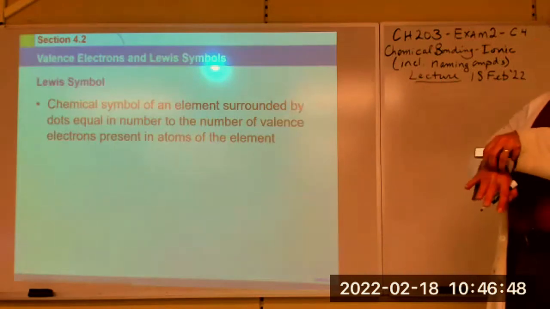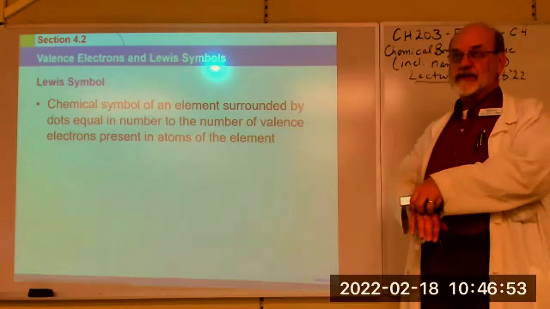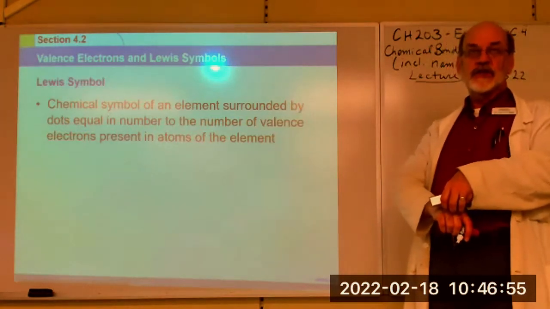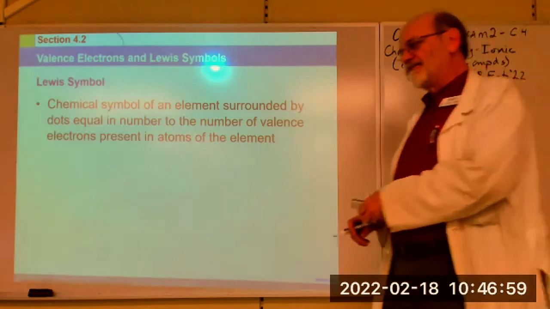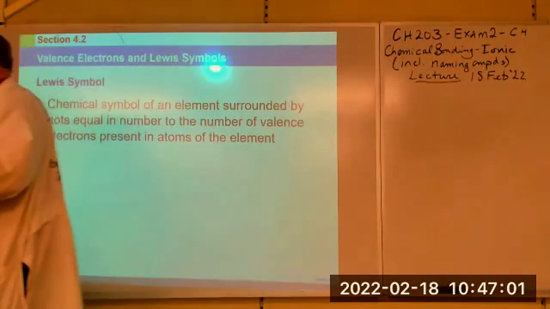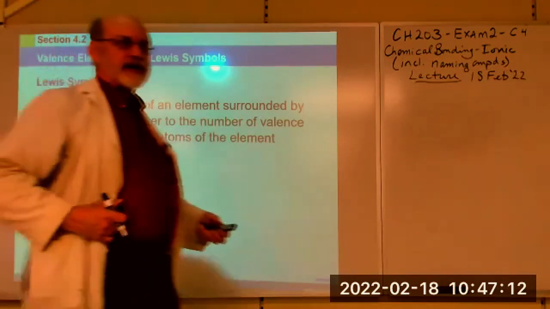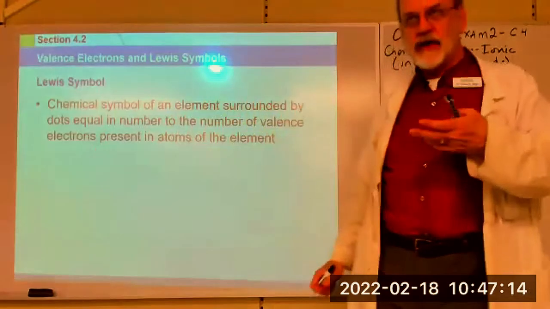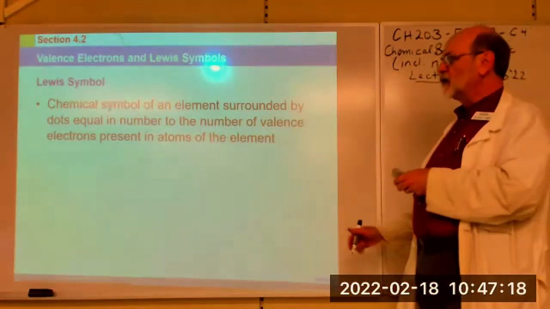Okay. So there was an American chemist named G.N. Lewis, those are his initials. He was trying to find a way to represent elements in such a way that he could bring them together on a piece of paper and decide what type of reaction they would have. How would they react?